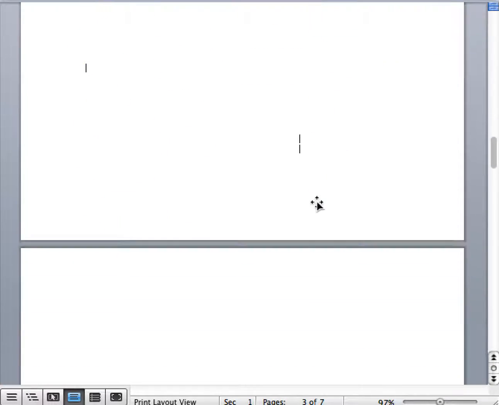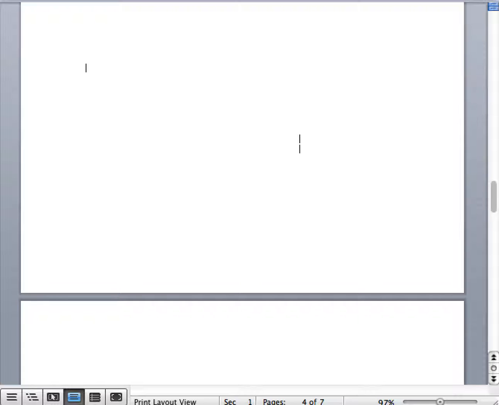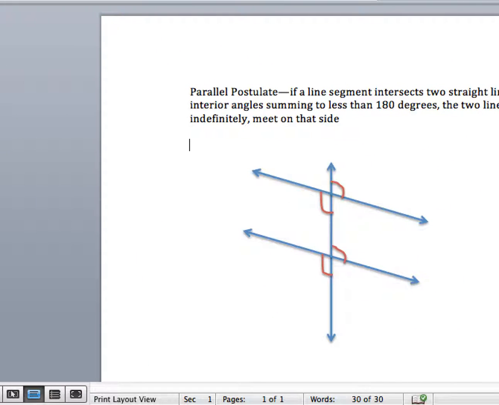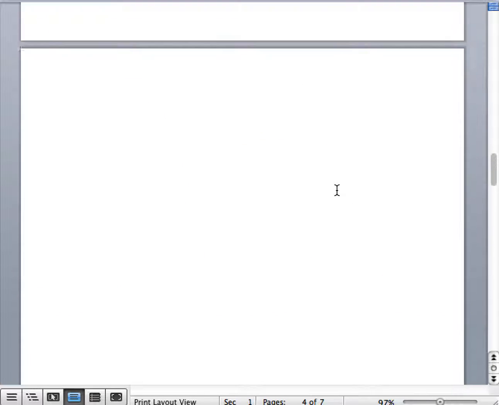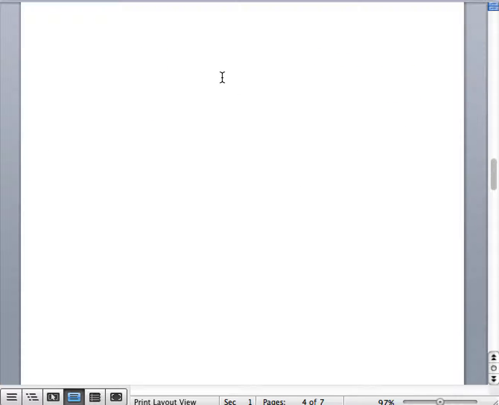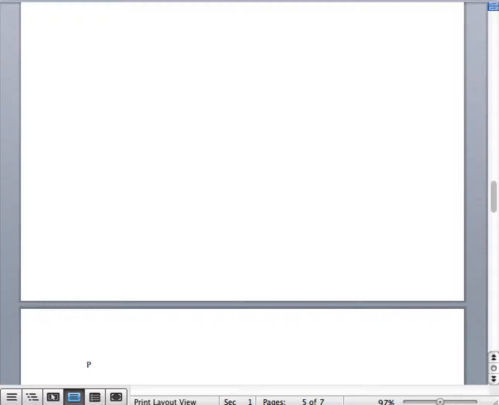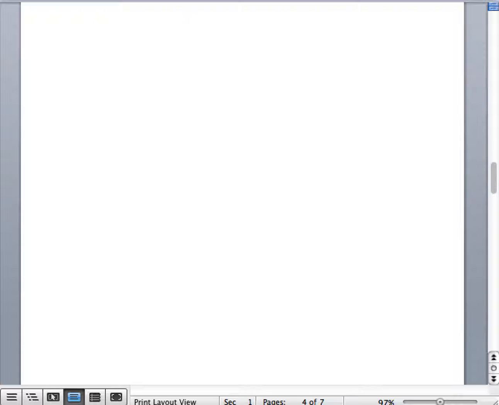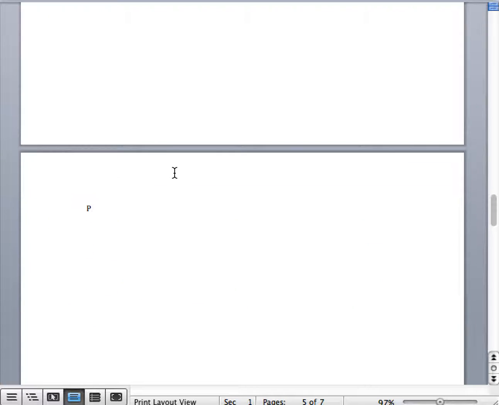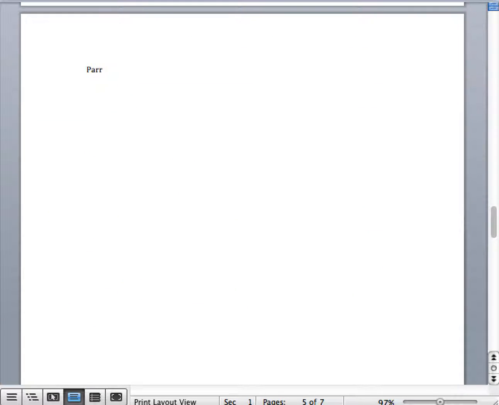Great. So next what we're going to be talking about is something just a little bit more complicated, and that's the parallel postulate. And I promise it sounds a lot scarier than it really is. Like, this definition is going to blow your mind, but we'll break it down so it's a lot easier.